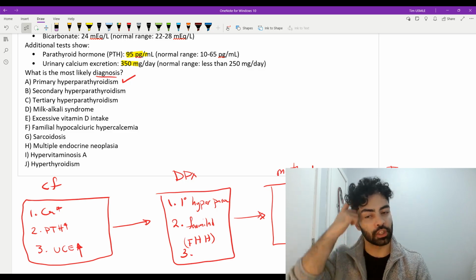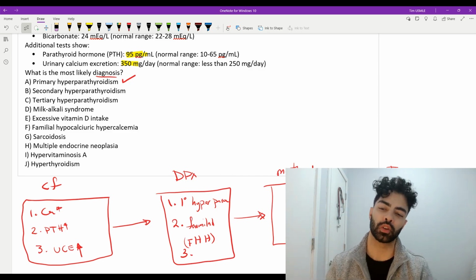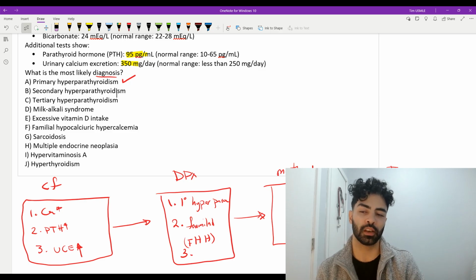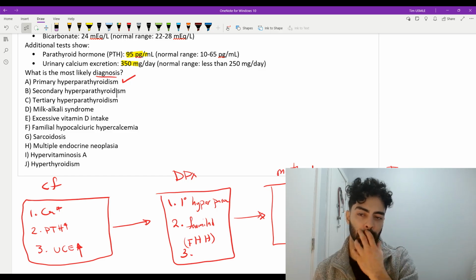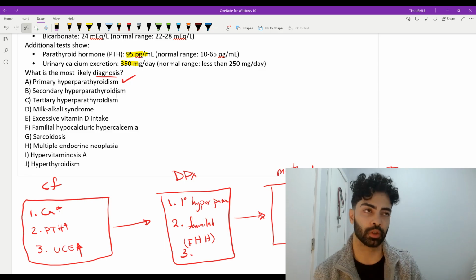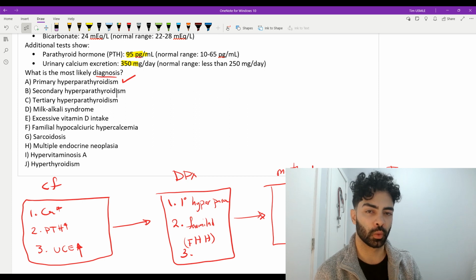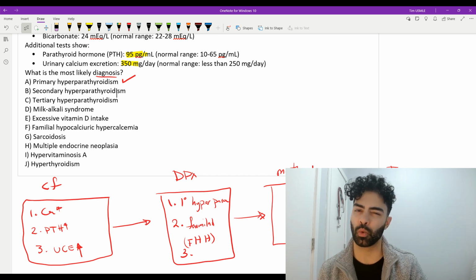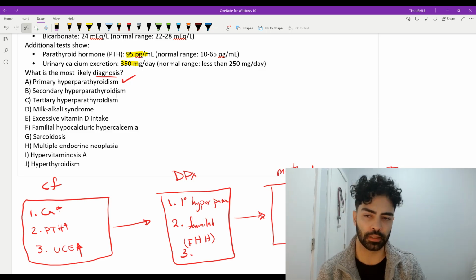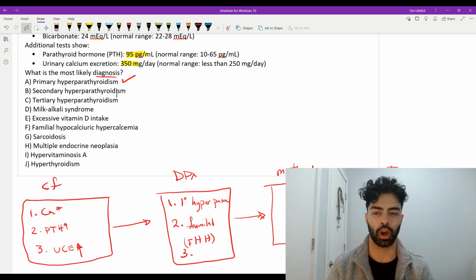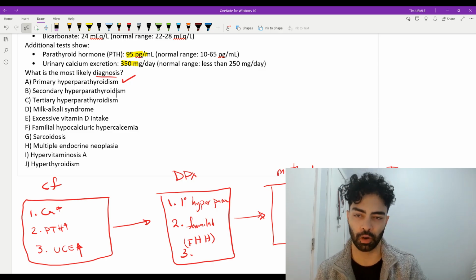Multiple endocrine neoplasia is an interesting answer because I think this question can in fact also be multiple endocrine neoplasia, and I'll tell you why. Since the mom also had a primary hyperparathyroidism, this could likely be a familial situation, which is seen in MEN 1, I believe, and MEN 2A. So that could also be the answer, but it's a possibility. I'm more confident that A is more correct.